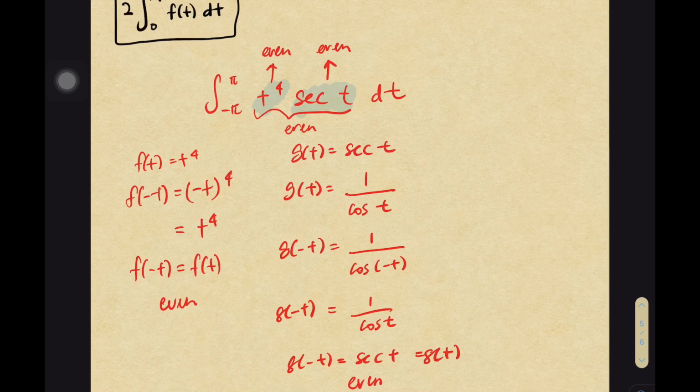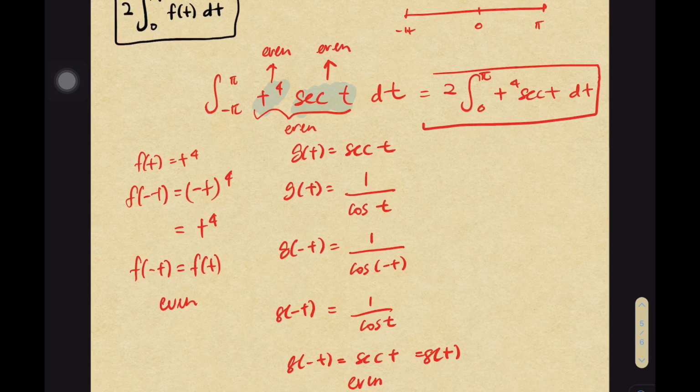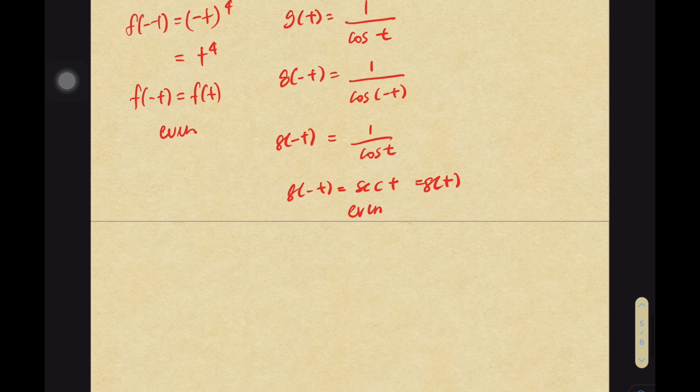So when you have an even function, it means that you can write your integral as 2 times the integral over half the range. Now you are integrating from negative pi to pi, but when you break it into two integrals, you only need to integrate from 0 to pi. So 2 times the integral from 0 to pi of t to the power of 4 sec t dt. This is how you can write your integral here, and you just need to solve this integral to get the solution. Okay, let's say we have another example.